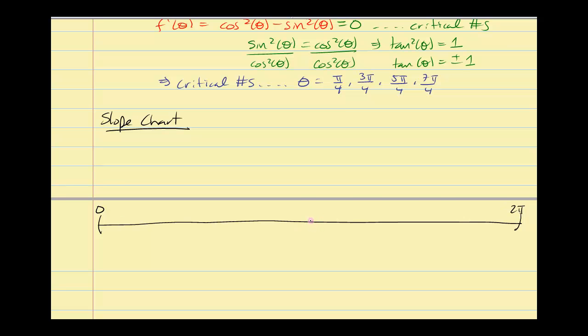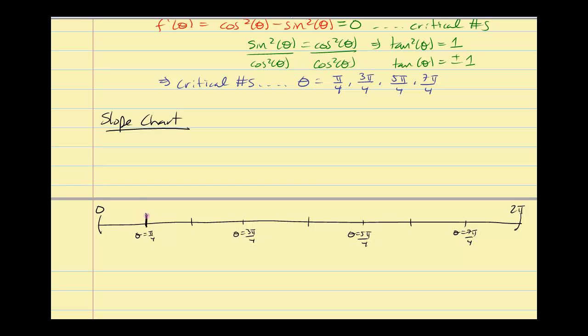Okay, so let's go ahead and split this up into quadrants. This would be pi, this would be 3 pi over 2, this would be pi over 2. And so here I'd have 0 to pi over 2 would be a pi over 4. So theta equals pi over 4, theta equals 3 pi over 4, theta equals 5 pi over 4, and theta equals 7 pi over 4.